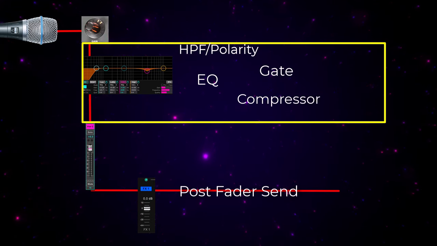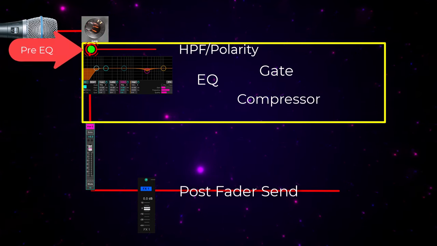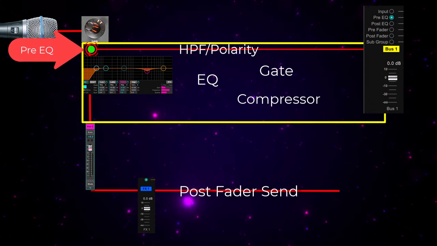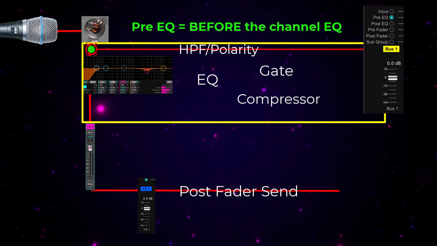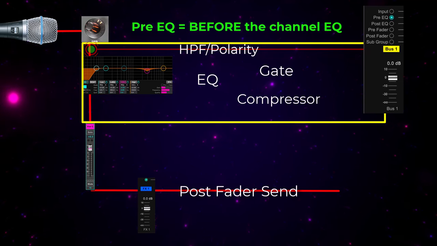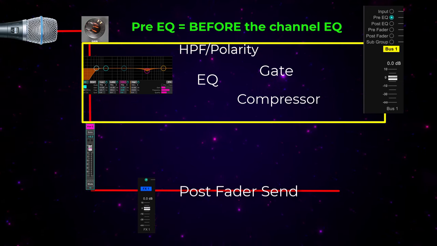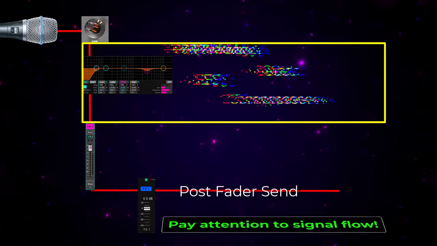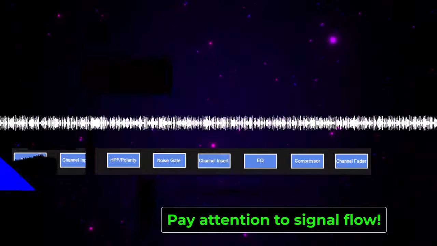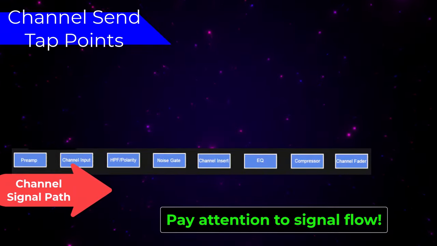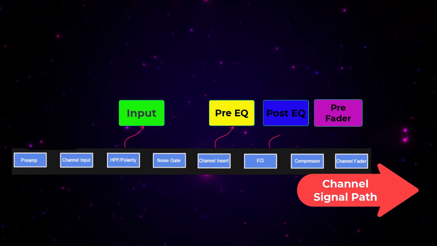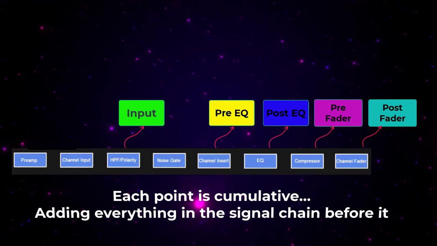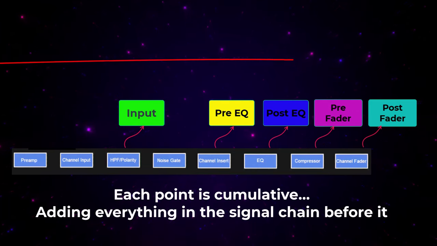But for example, if we tap it pre-EQ, then we no longer capture the EQ in this pre-fader send. Depending on where the tap is made, this will dictate what things are affecting that channel send. This chart shows what's captured in each of those tap points. I'll explain more about this in the final section of this video.